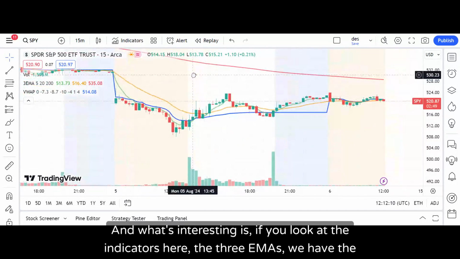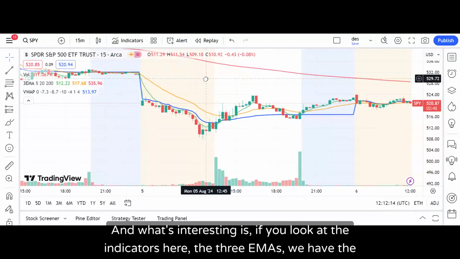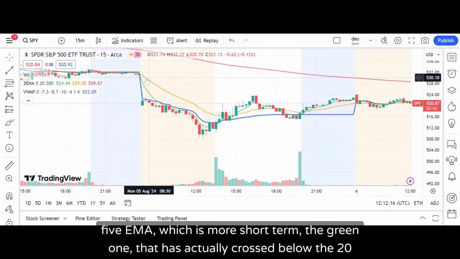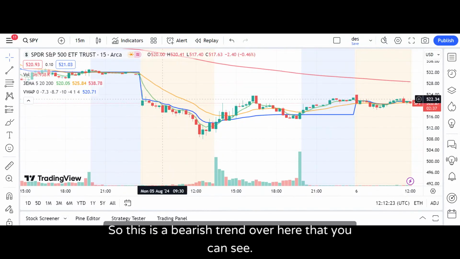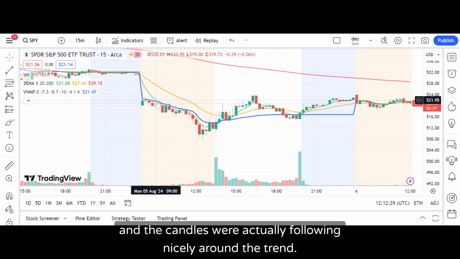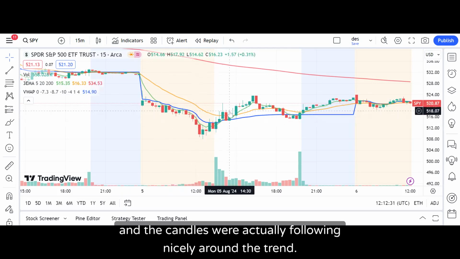What's interesting is, if you look at the indicators here, the three EMAs, we have the 5 EMA, which is more short term, the green one, that has actually crossed below the 20 EMA. So this is a bearish trend that we can see, and the candles were actually following nicely around the trend.